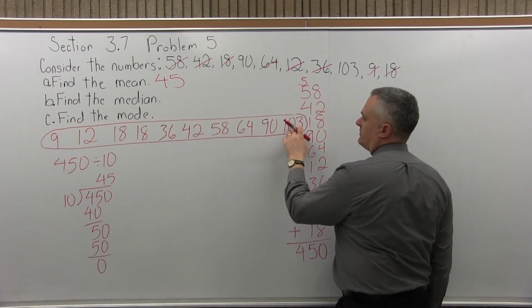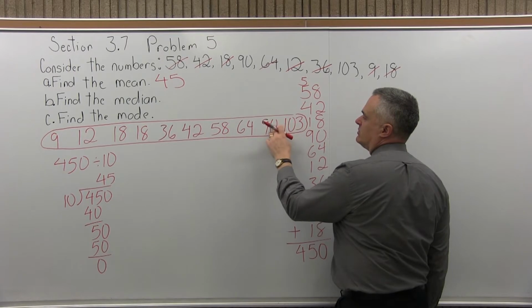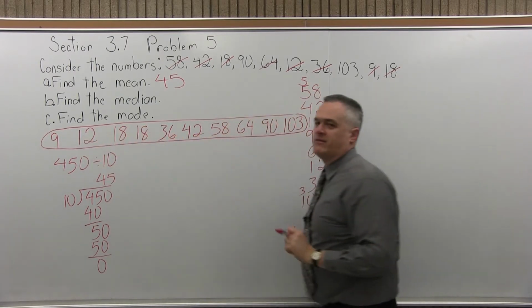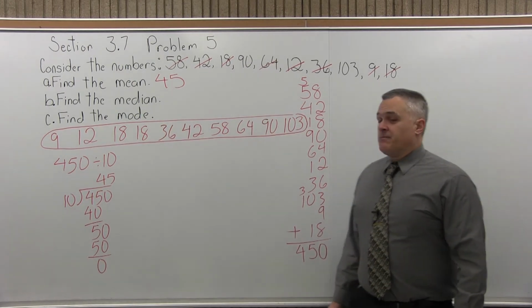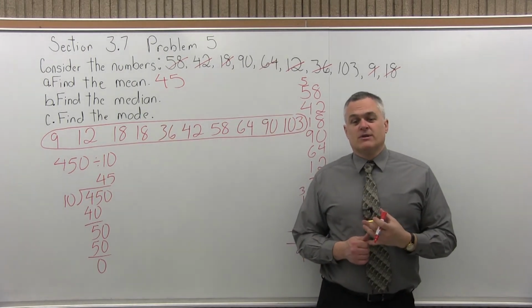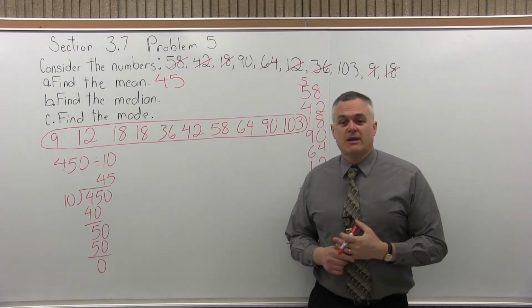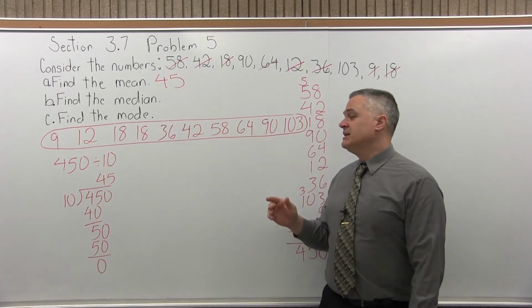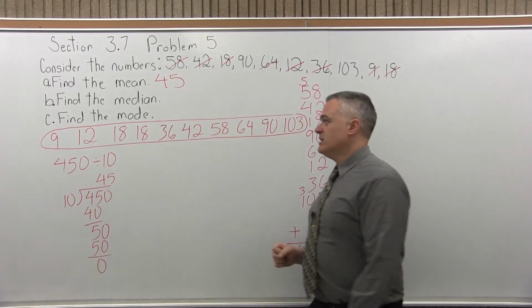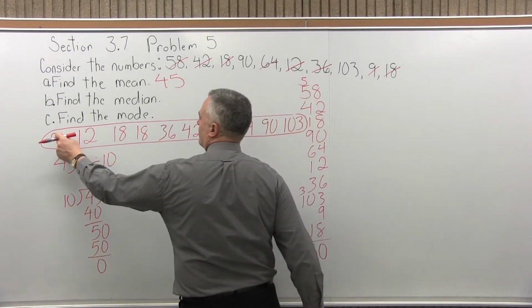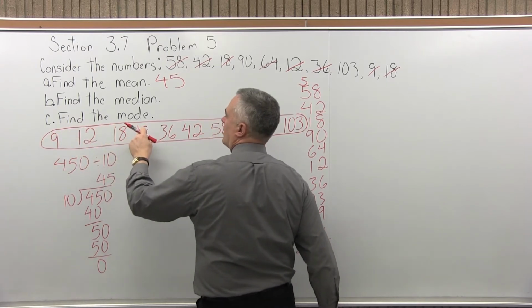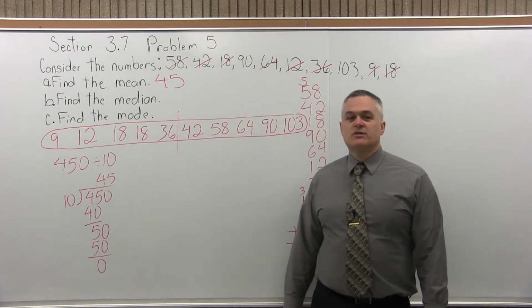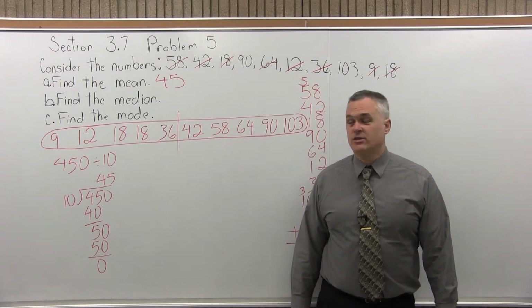So, let me verify that I have 10 numbers and didn't miss any. 1, 2, 3, 4, 5, 6, 7, 8, 9, 10. So I do have them all. Now, if I had an odd amount of numbers, there would be one number right in the middle. That would be my median. But I have 10 numbers, and 10 is even. So the median splits the middle two. Let me count in 5: 1, 2, 3, 4, 5. So the center of the list occurs between the 36 and the 42.